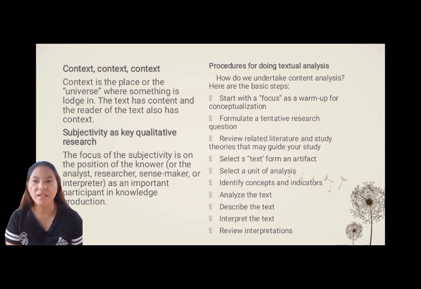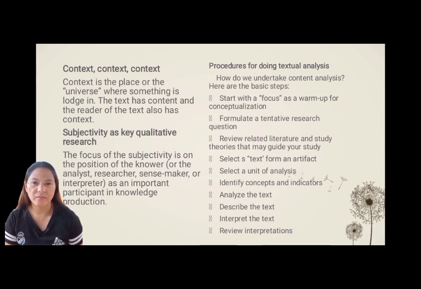The next one is formulate a tentative research question. It can be like choosing a topic, and this is still part of conceptualization. Next is review related literature and study theories that may guide your study. This part goes hand in hand with formulating the question and articulating why the researcher is interested in the topic.